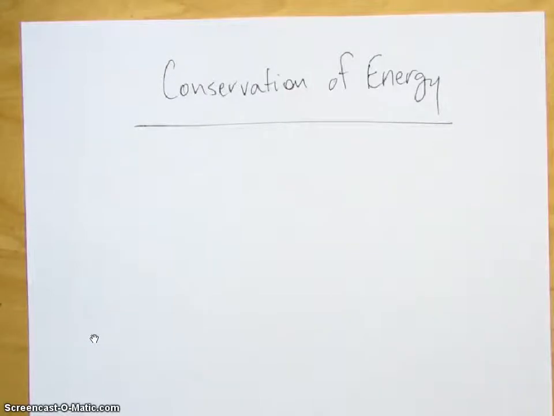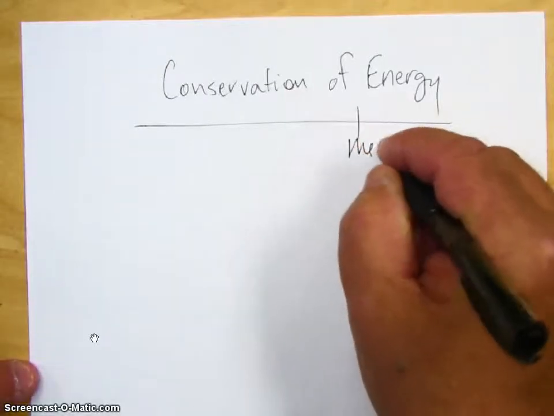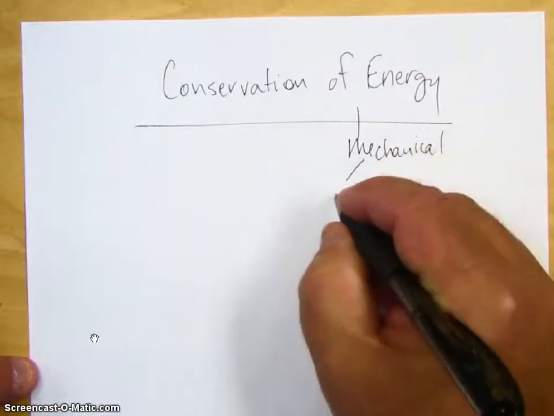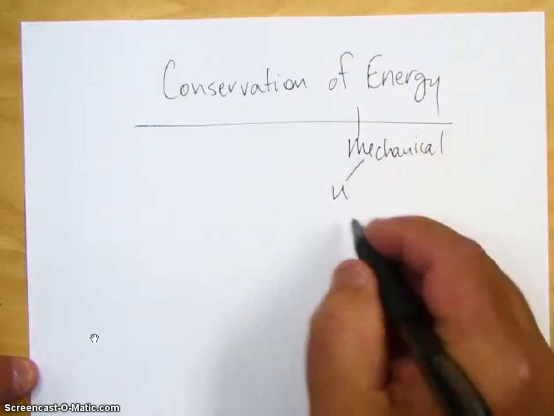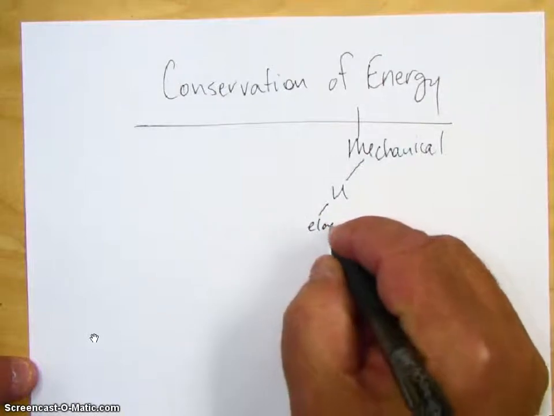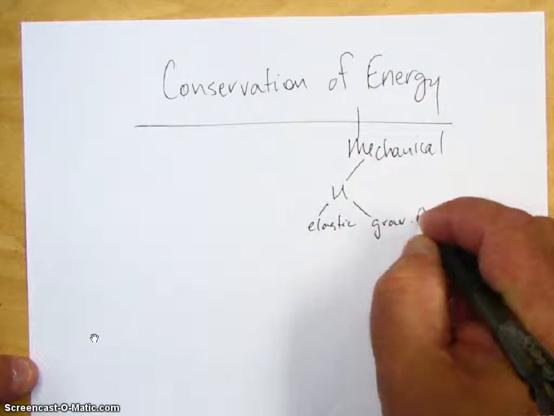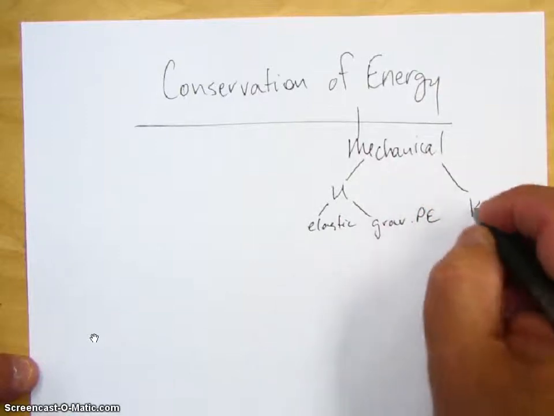Conservation of energy. What we're talking about is mechanical energy. Now, mechanical energy is either potential energy, which can either be elastic spring energy or gravitational potential energy, or kinetic energy.